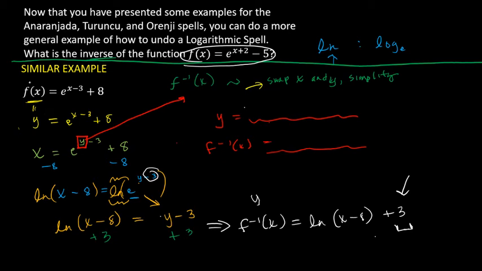Again, remember, first replace f of x with y, then flip-flop the location of x and y, that's the actual inverting part, and then simplify. So get that y out of the exponent by applying a natural log, then rearrange your equation and solve for y, at which point you can rewrite it as the inverse.